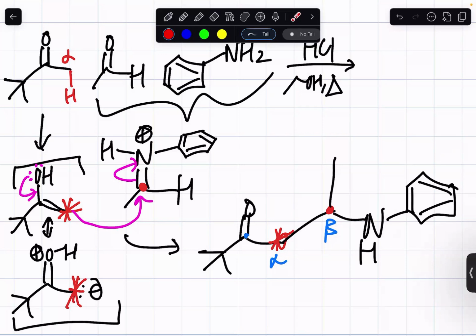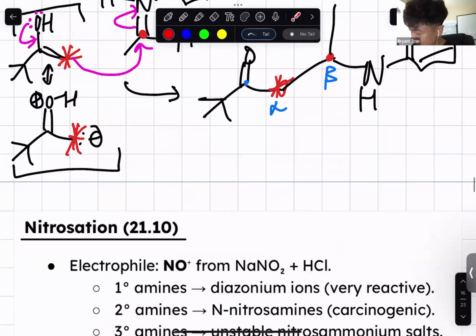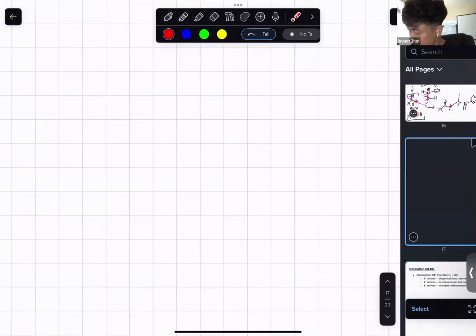Okay. So now that was one example. Let me show you an intramolecular reaction example.